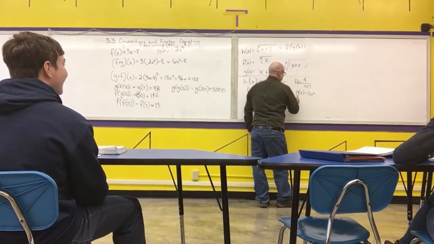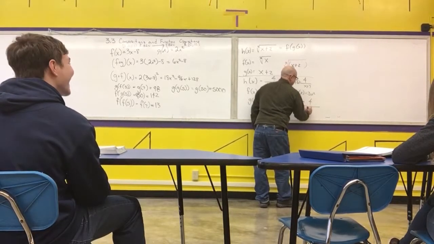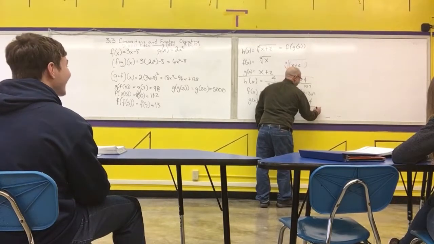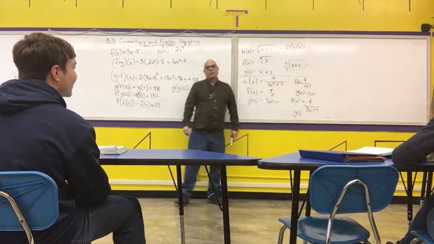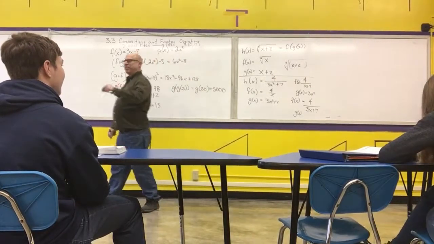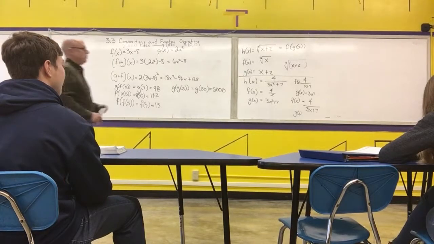Okay. How about this one? F of x equals 4 over 3x plus 7. What would my g of x be in this case? What would I have to replace x with to get 3x squared plus 7 in the bottom? X squared. There you go.